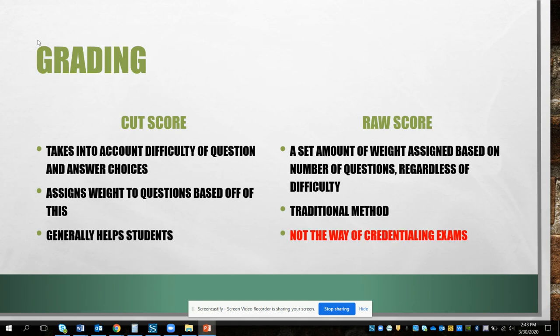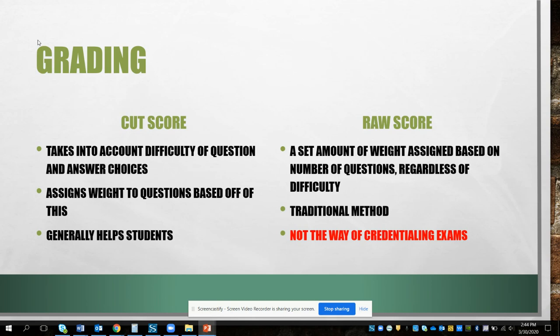The cut score is much different, and again, this takes into account the difficulty of the question and answer choices and assigns the weight to the questions based off of this. So the harder the question, the harder the answer choices, the higher weight. But also you can get points here in some weight for incorrect answers when it's set up like this, because it's thinking about your thought process, not just a right or wrong answer, but your thought process behind it. Why did you choose this answer? Was this the next most potentially correct answer? So it's taking all of those things into consideration when assigning that cut score.